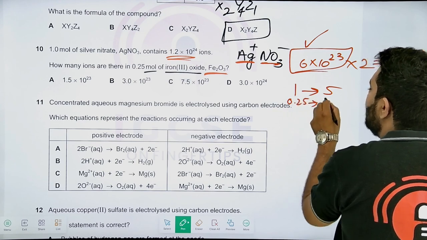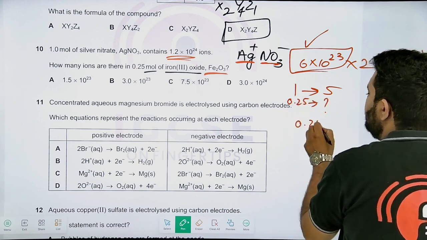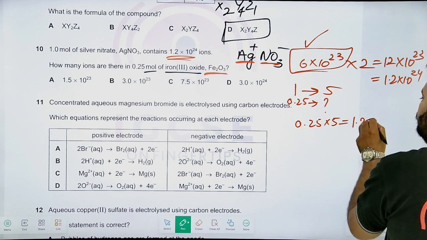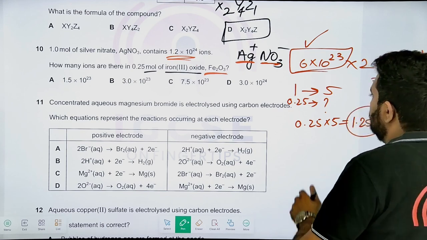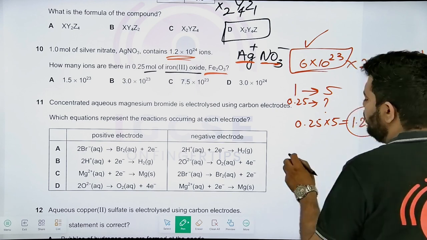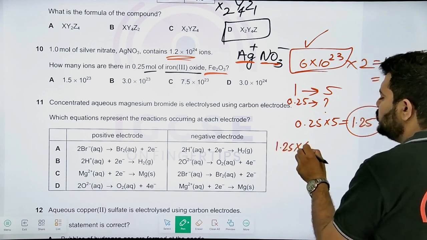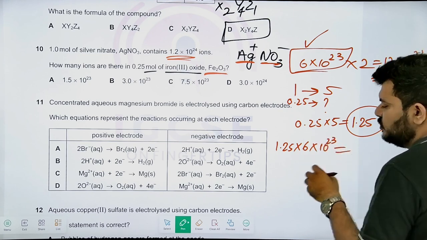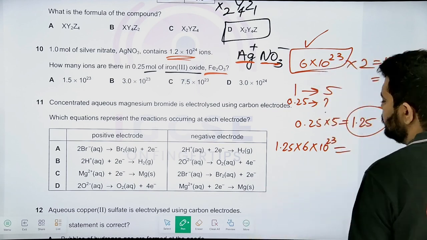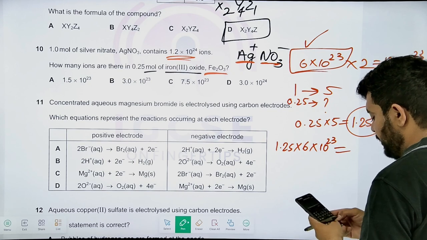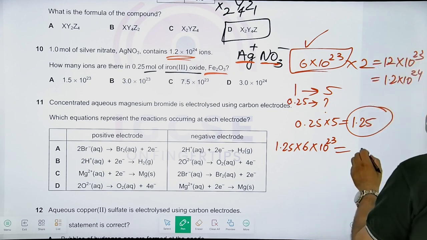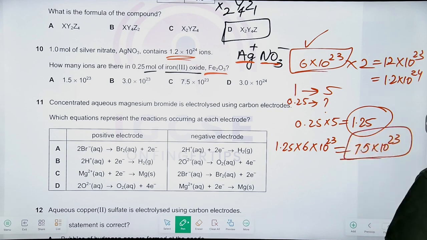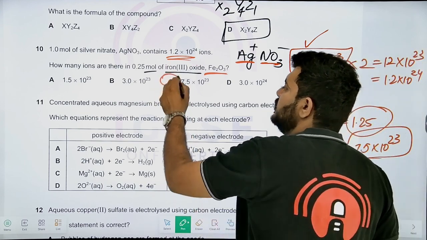0.25 moles have how many? So it's 0.25 into 5. So it has 1.25 moles of ions, right? 5 times of this, and therefore I will do 1.25 into 6 into 10 to the power 23, right? 6.022 into 10 to the power 23, but I think this is also enough. Here we can simply multiply 1.25 into 6, which gives us 7.5 into 10 to the power 23 particles, right? Let's find out. Yes, there is an option C available.